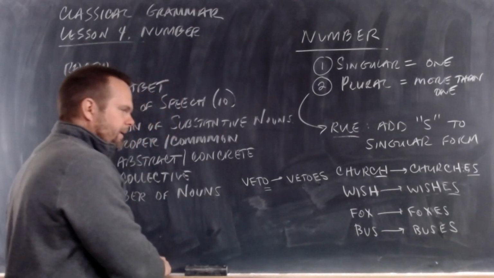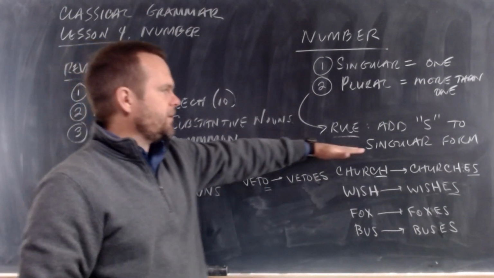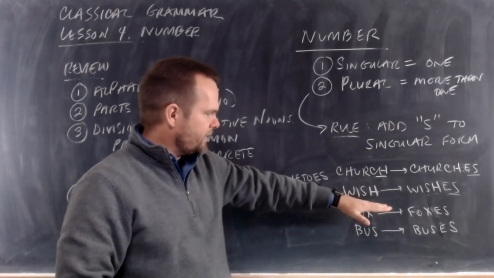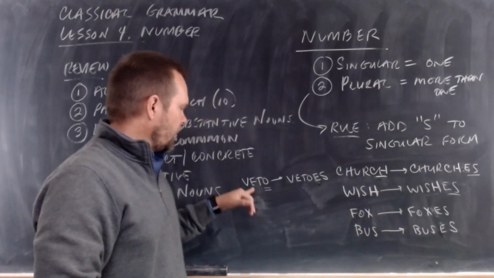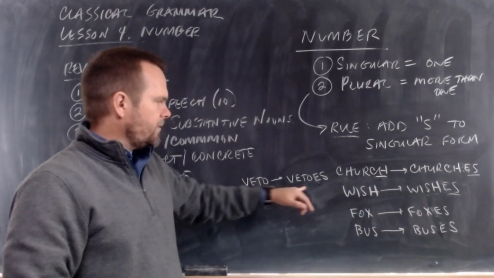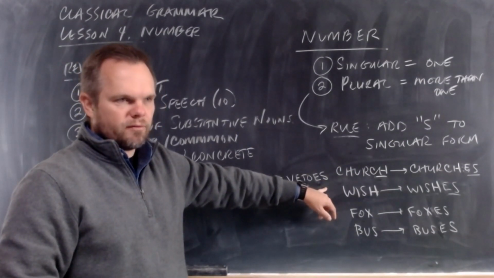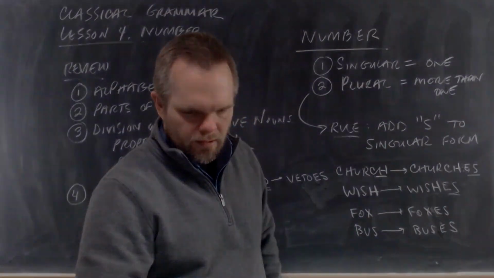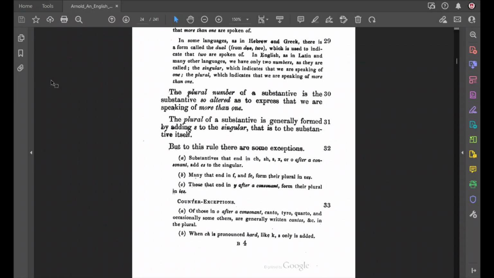So those are the kinds of words that we add es to form the plural. That's the first exception to the rule. The rule is that you simply add s. The first exception is when nouns end in ch, sh, s, x, or o after a consonant. For all of these, we add es to form the plural. Okay? That's the first exception to the rule. Let's look at the second exception to the rule. Many nouns that end in f or fe form the plural by adding ves.